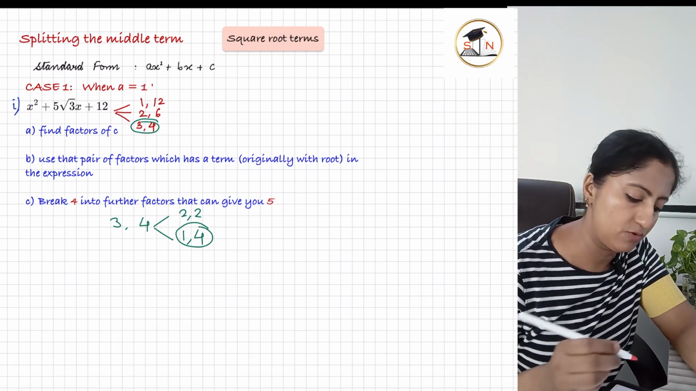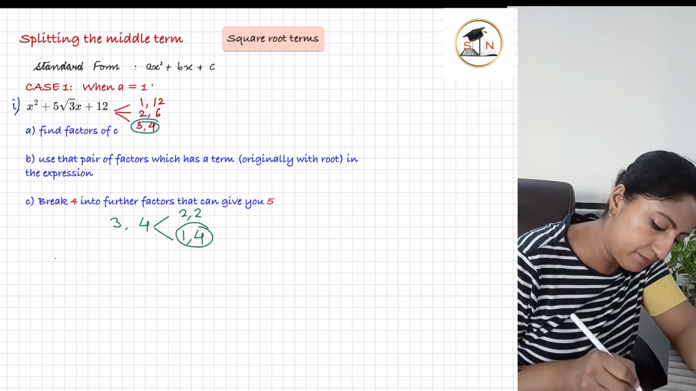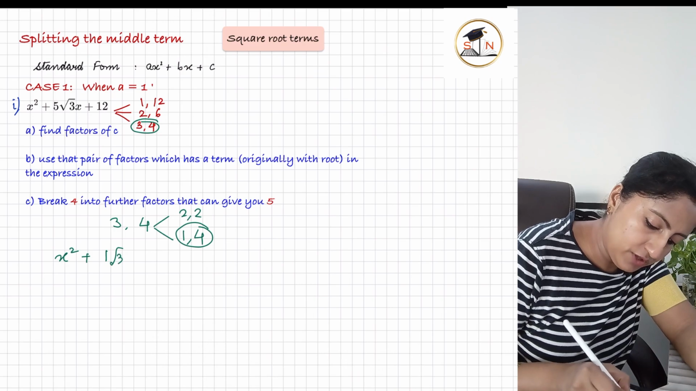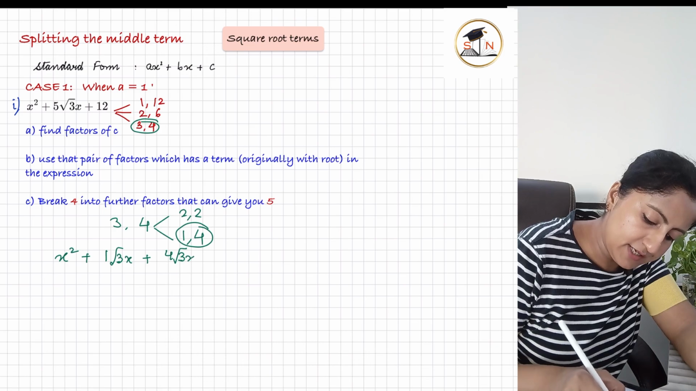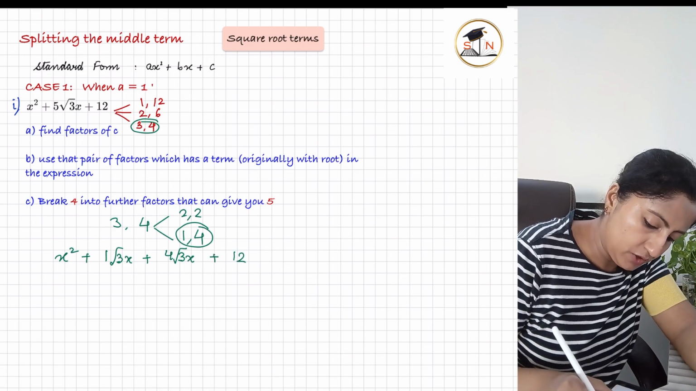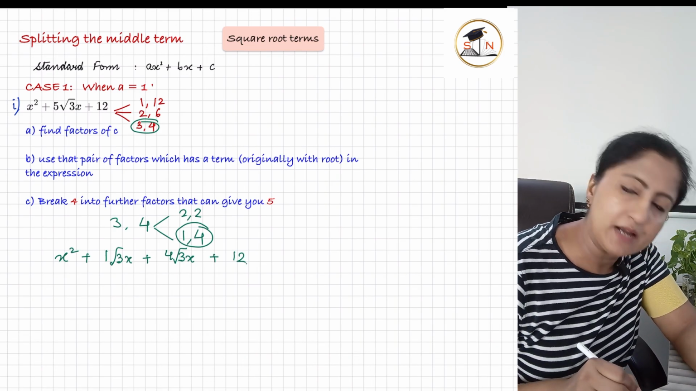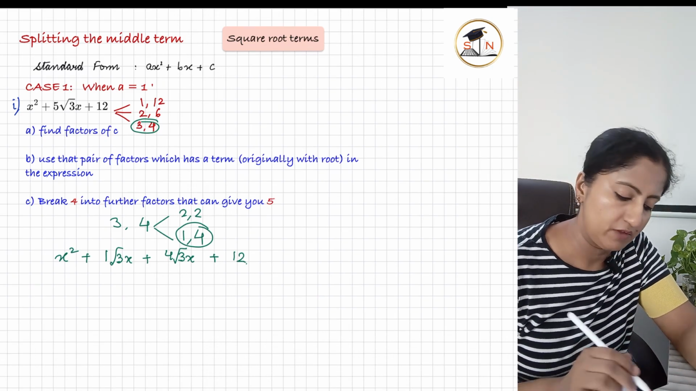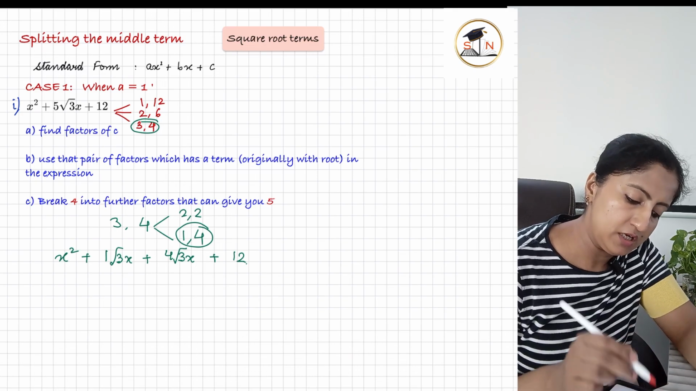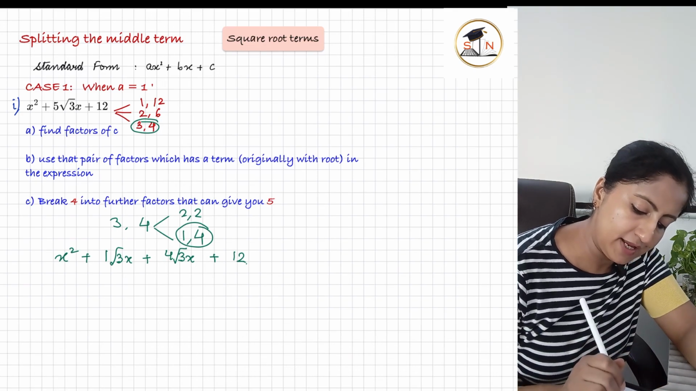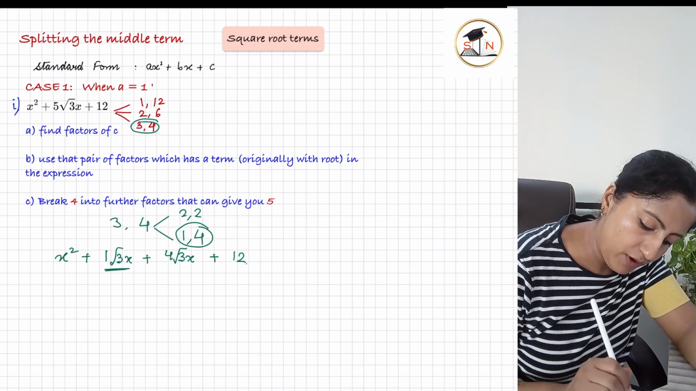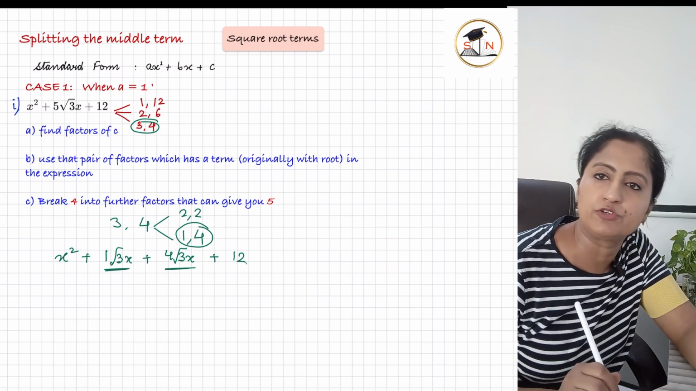So that means we are supposed to select 1 and 4. Now, let's understand how we are supposed to factorize it. It will become x square plus 1 root 3x plus 4 root 3x plus 12. Initially we had picked up the factors 3 and 4. 3 got used with root 3. We were just left with 4. Now 4 broken becomes 1 and 4. So 5 root 3x got split into 1 root 3x and 4 root 3x.